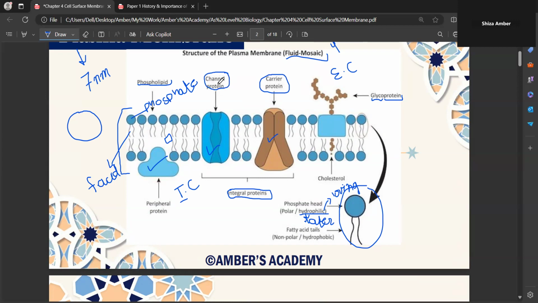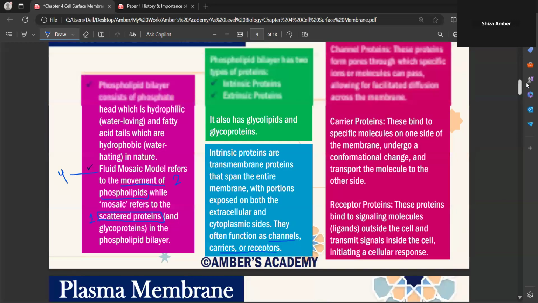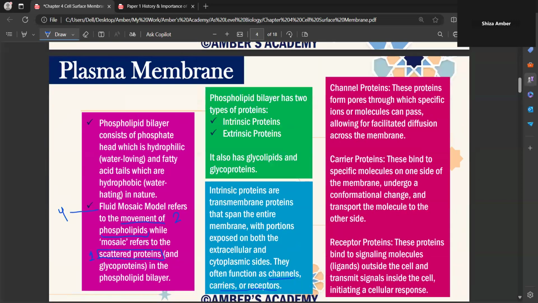We'll talk about what facilitated diffusion is. It is slightly different from simple diffusion, just a slight difference. So for now, remember that integral proteins are of two types. There's a further categorization of integral proteins or intrinsic proteins, which is channel protein and carrier protein. Here's more description. Channel proteins form pores through which specific ions or molecules can pass, allowing for facilitated diffusion across the membrane.